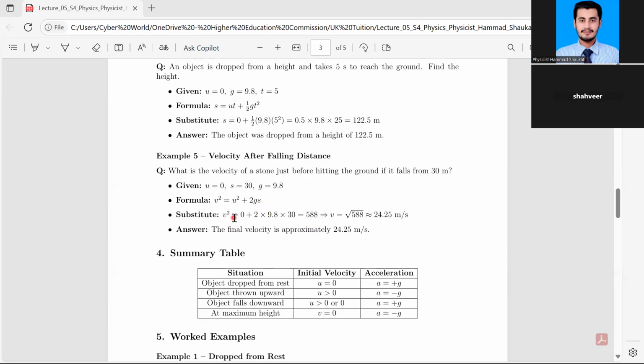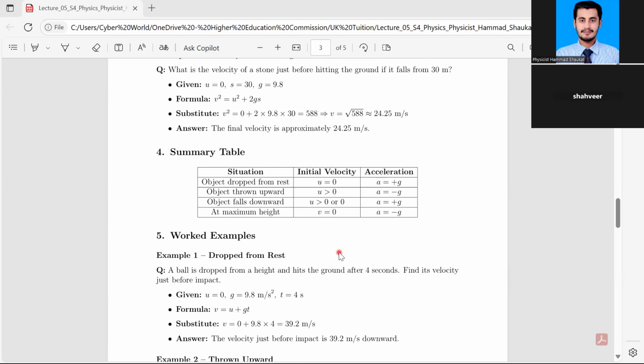But here you can see v square. You only need the value of v. How can you remove this square? By taking the square root. Yes, by taking the square root on both sides. You have to take the square root of 588. You will get your answer, which is 24.25 meters per second. Okay. Any question? No. Okay.